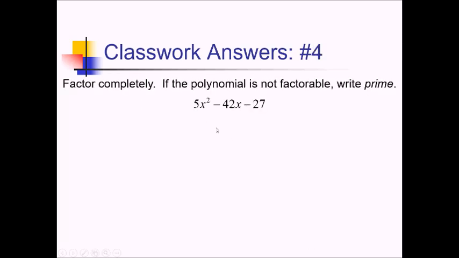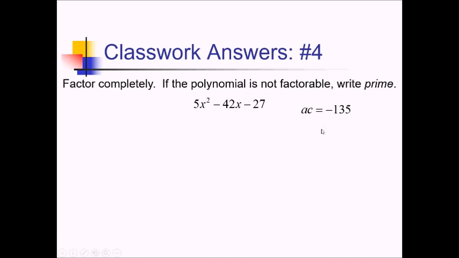For this one, we have an a value that's not 1, and I can't just factor a 5 out of everything. So let me use the AC method to factor this trinomial. 5 times negative 27, that's going to be negative, let's see here, 135. So I need factors of 135 that add up to negative 42. And I know they have opposite signs because they multiply to give me a negative.